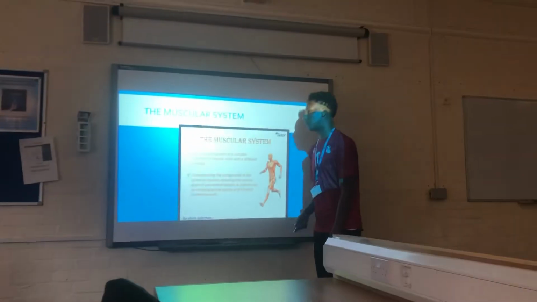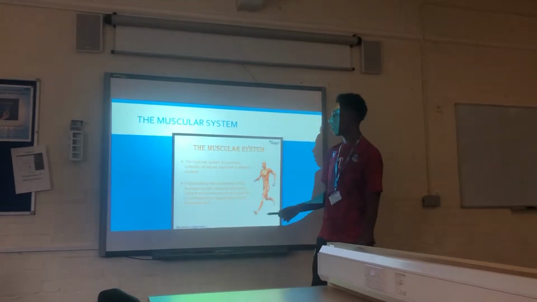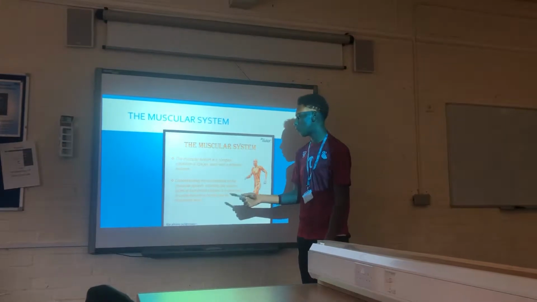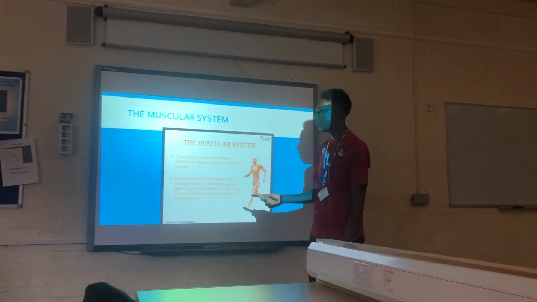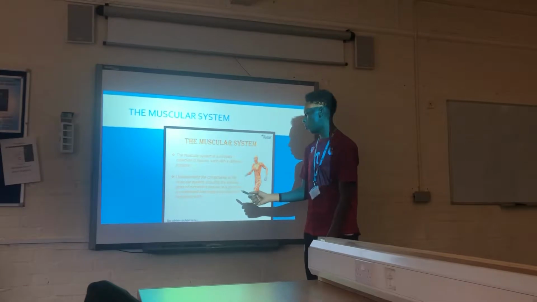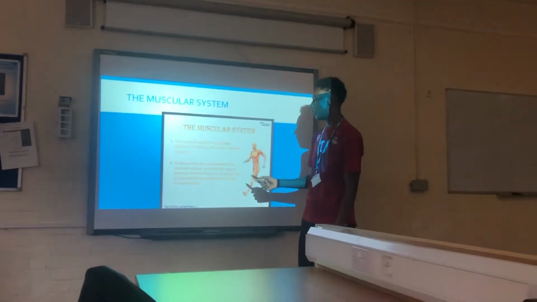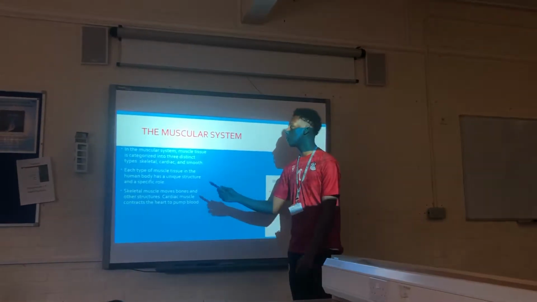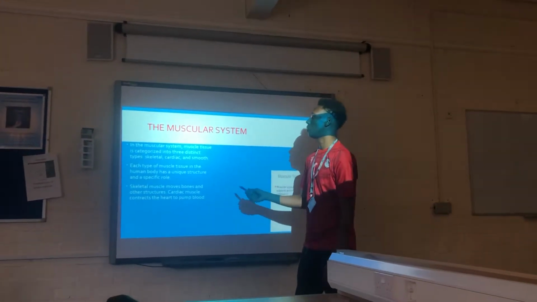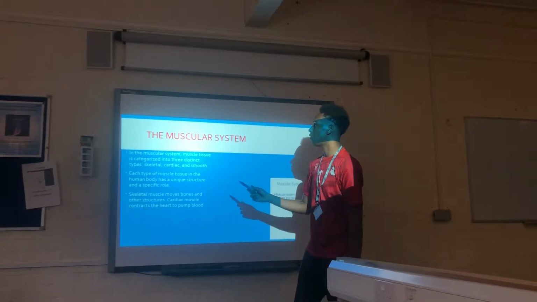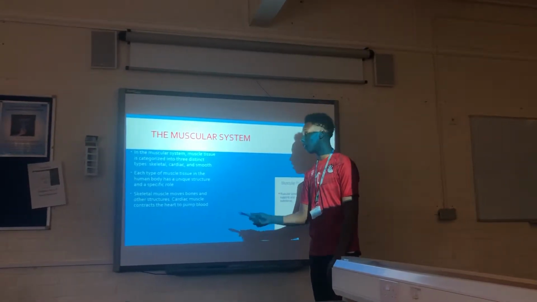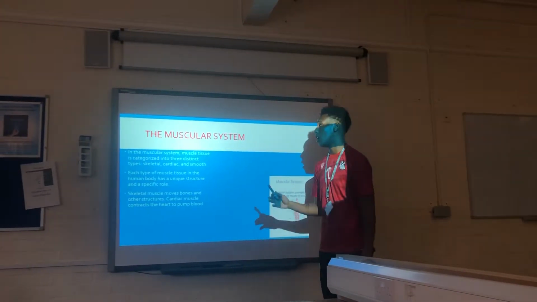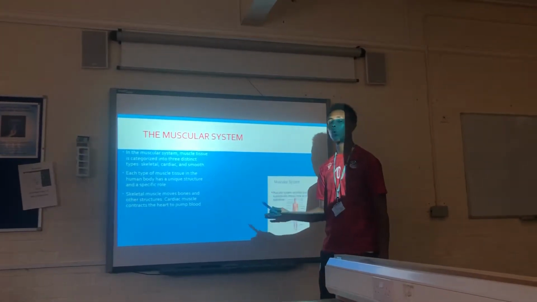The muscular system. The muscular system is a complex collection of tissues, each with a different purpose. Understanding the components of the muscular system, including the various types of connective tissues, is a good way to understand how bodies and physical movement work. In the muscular system, muscle tissue is categorized into three distinct types: skeletal, cardiac, and smooth. Each type of muscle tissue in the human body has a unique structure and a specific role.